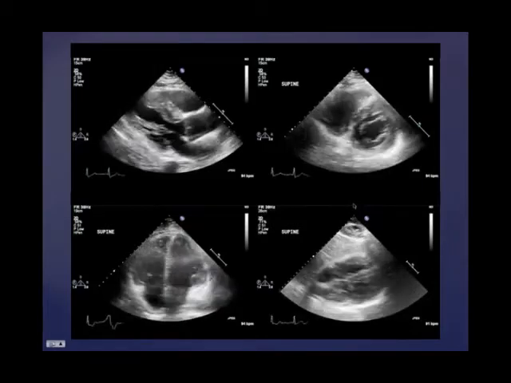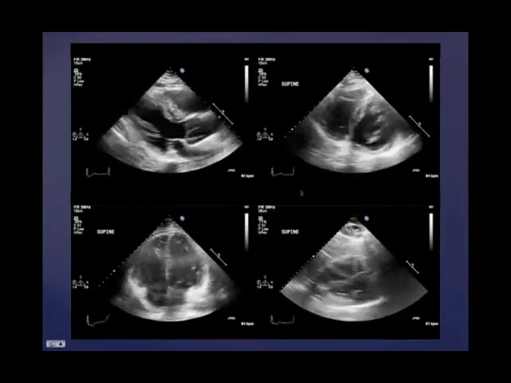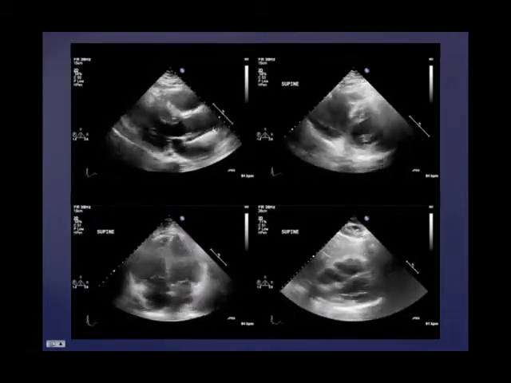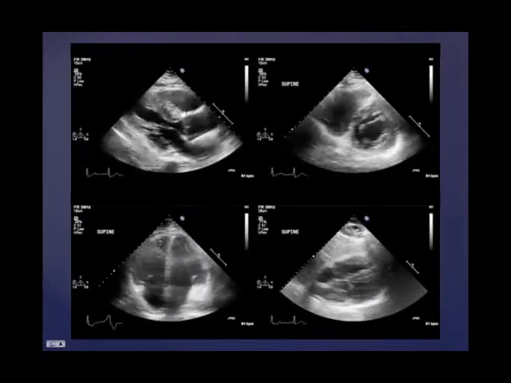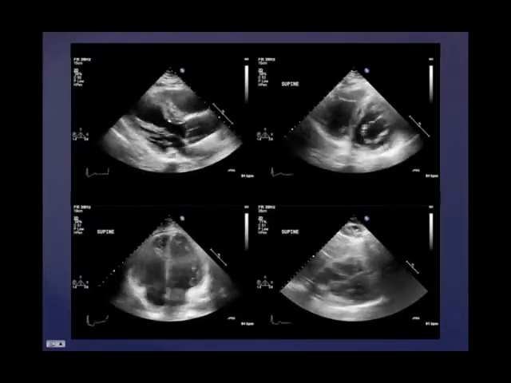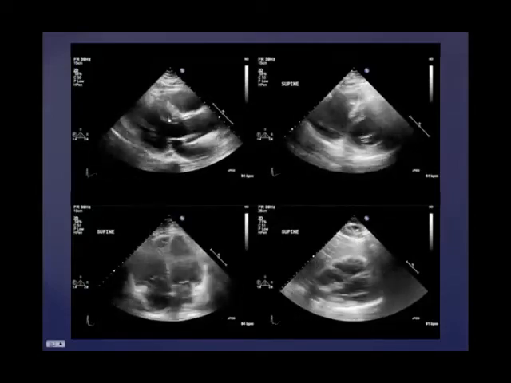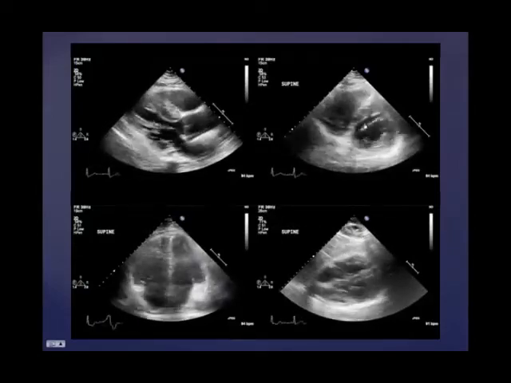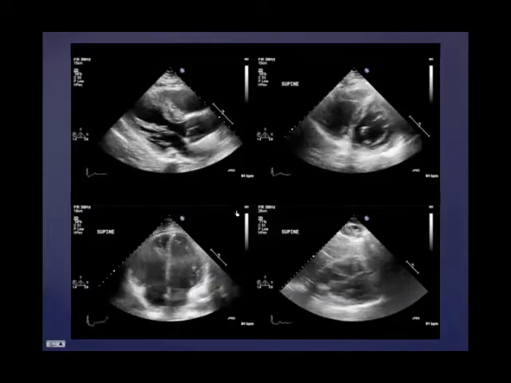These are some of Adam's pictures, and are very, very useful, and I'm grateful for them. Again, this is the parasternal long axis. You may not say that there was anything abnormal on that at our level of expertise. Here's the short axis where you can see a large right ventricle.